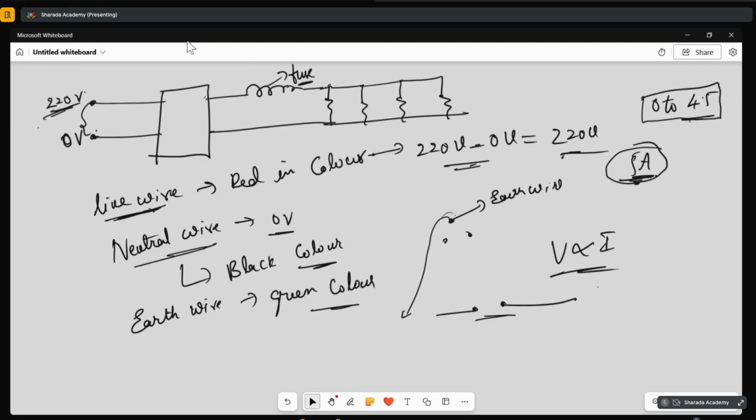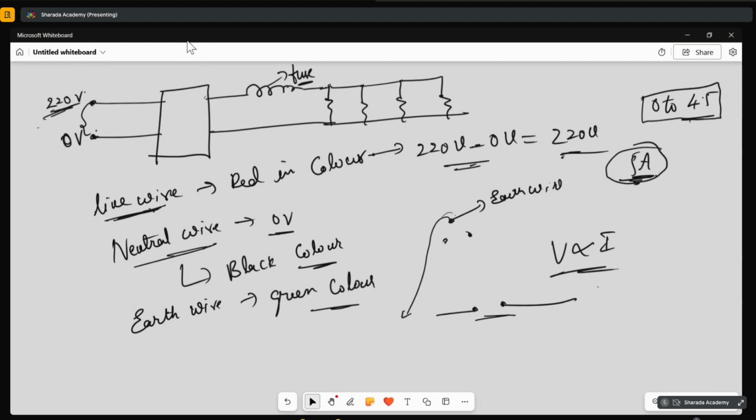Mainly the water heaters, iron box and all, they will use more current, maybe around 15 amps, or less than 15 amps actually. Okay. So if I put a fuse of 14 amps and I want 15 amps, it will never work, correct? So the fuse we will select in such a way that it is just 5% more than what we require. Otherwise every time the fuse will blow up, that is also a problem.